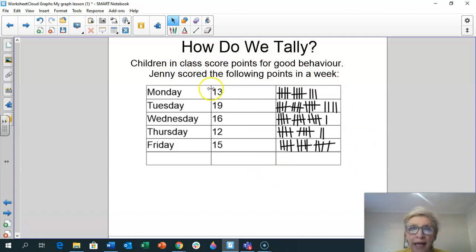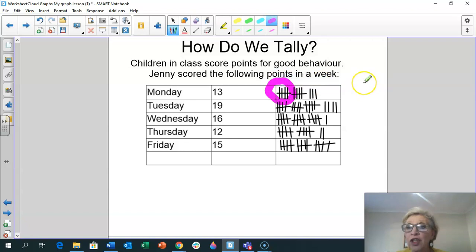So on a Monday, she scored 13 points for good behavior. Now notice how she did this. She did 4 little stripes, and then she did the 5th little stripe across. So we count in 5s. There is 5 little tally marks. There's another 5. So every time you're counting your tallies, you do 1, 2, 3, 4, and the 5th one crosses it out almost to show that there is 5 being completed. Then of course there's the 3, which shows us the 13.